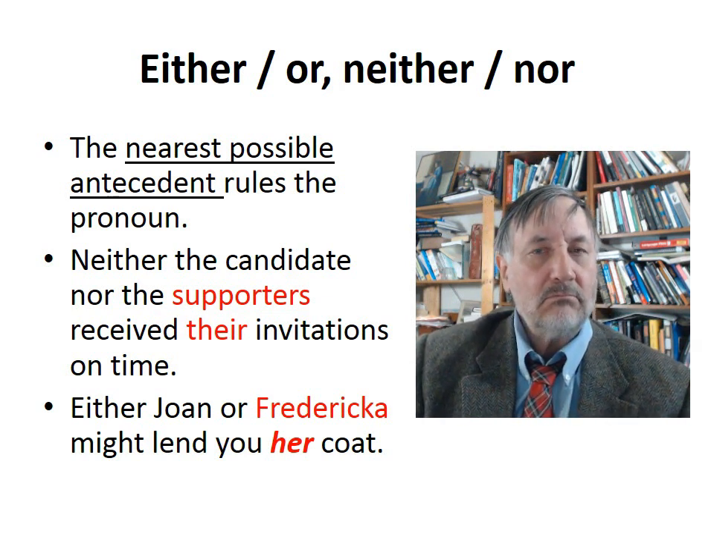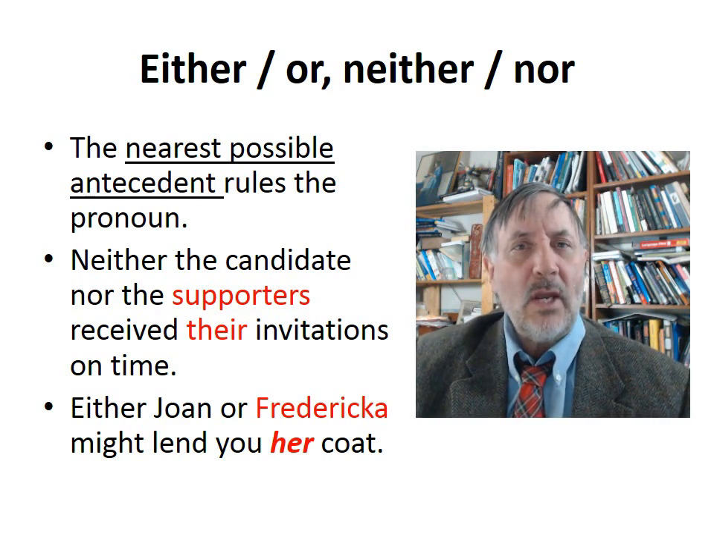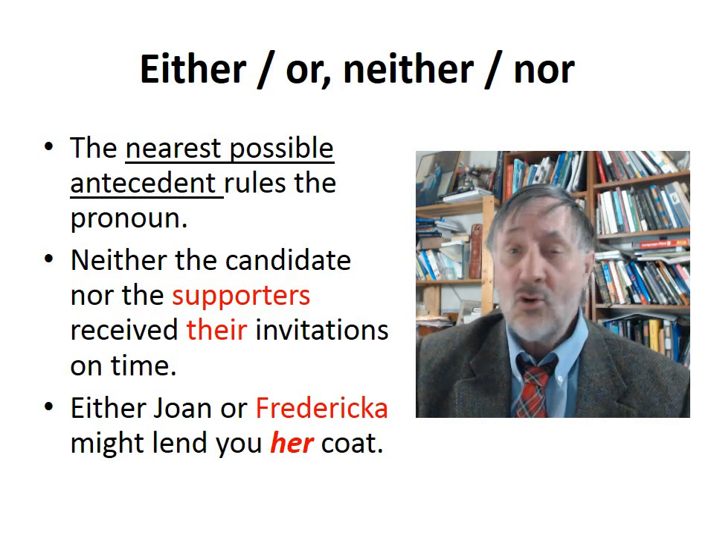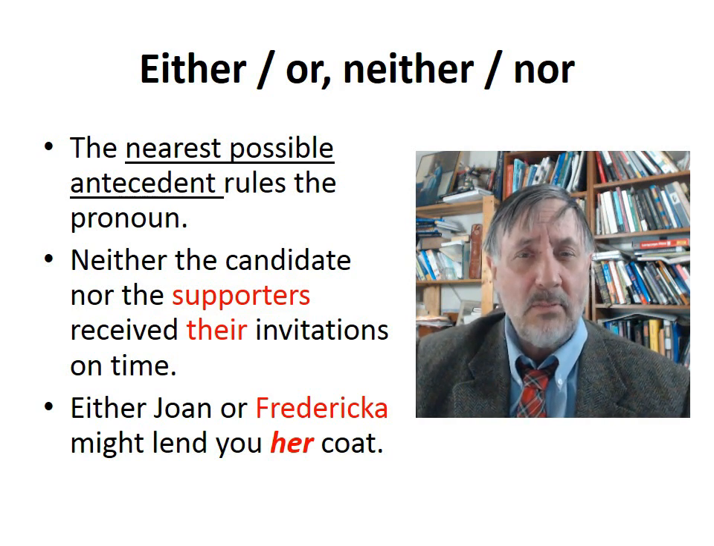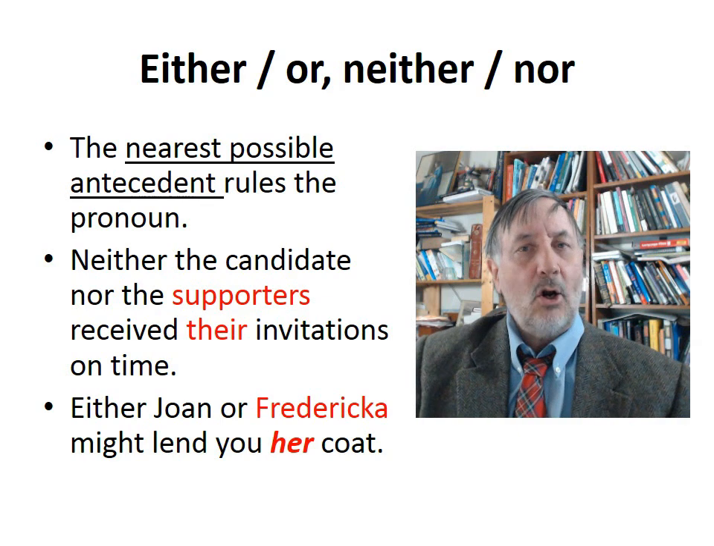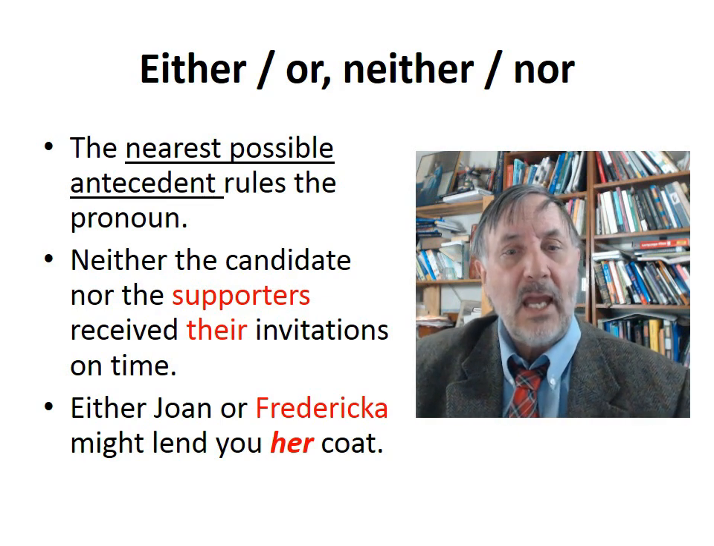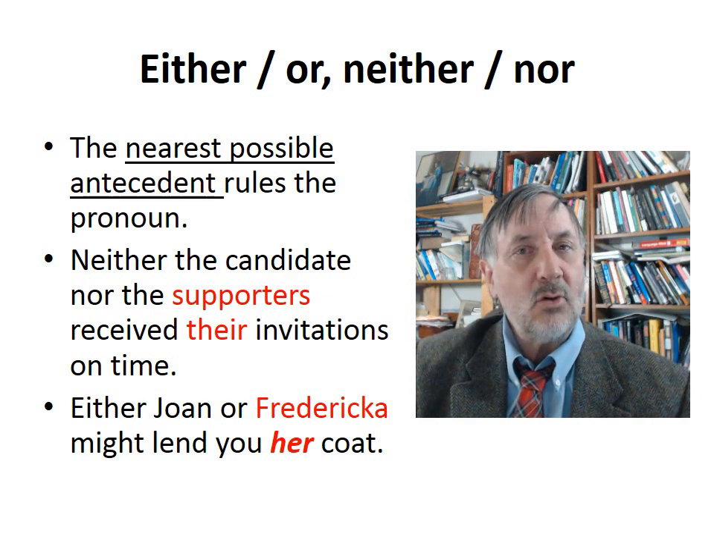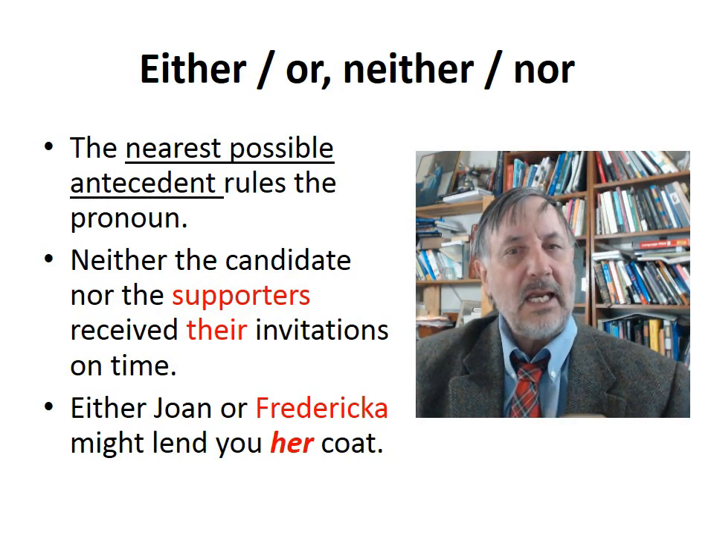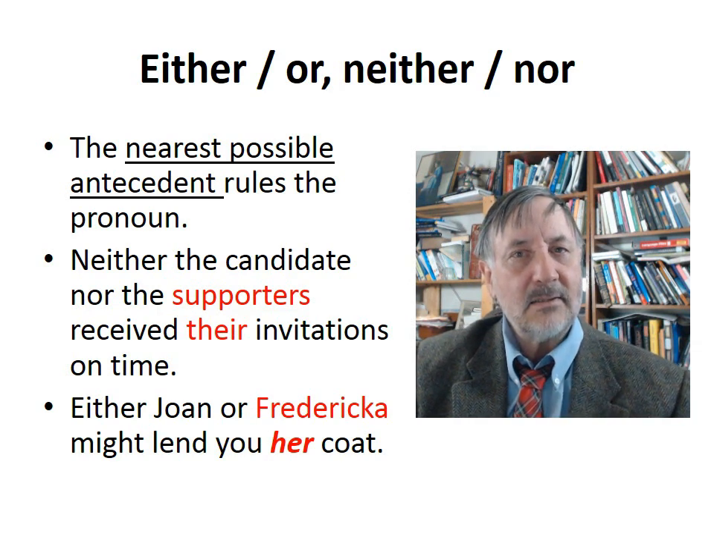So Frederica, a woman's name, we assume that Frederica is a woman, so it's her coat, not their coat. They don't share a coat. They don't have one coat between them, and if they're going out in winter weather, they have to discuss or flip a coin as to who's going to wear the coat. No, each one has her own coat. Okay, that's singular, and either Joan or Frederica might lend you her coat. Okay, so in this type of construction, the pronoun is ruled by the nearest possible antecedent.